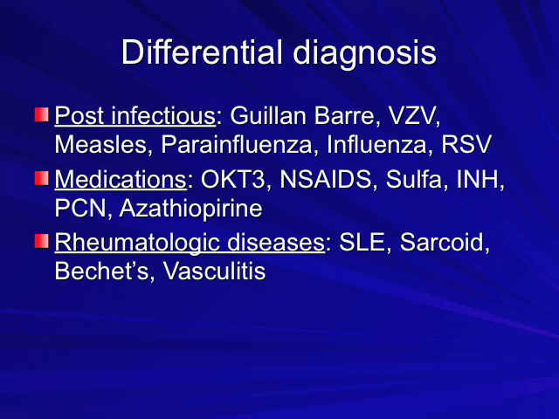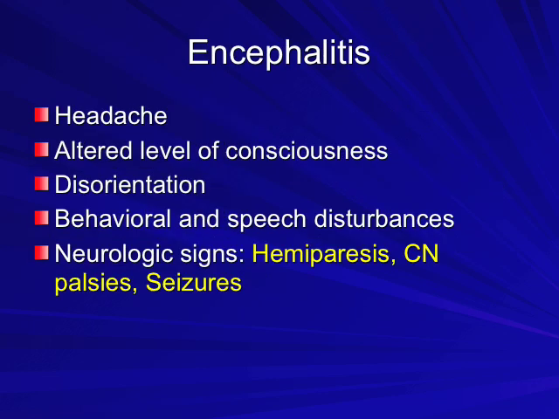And then, of course, non-infectious causes. We always have those. So we have post-infectious, Guillain-Barré, and others such as parainfluenza and influenza. Some of this may be sequela from previous infections. Medications include ketorolac, anti-inflammatories, sulfa, penicillin, azathioprine, and rheumatologic diseases, lupus, Behçet's, and other vasculitis.